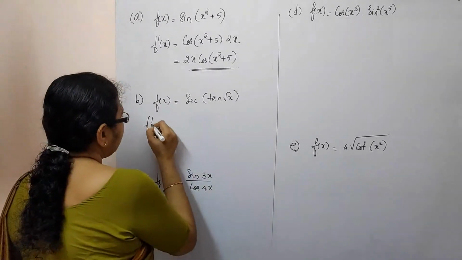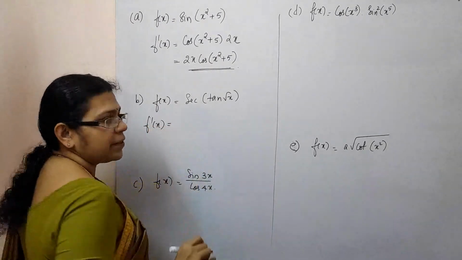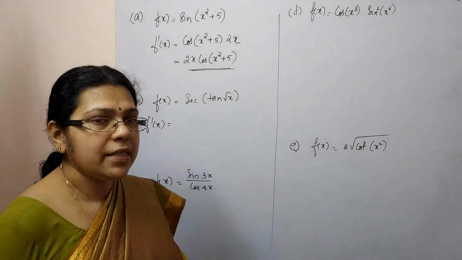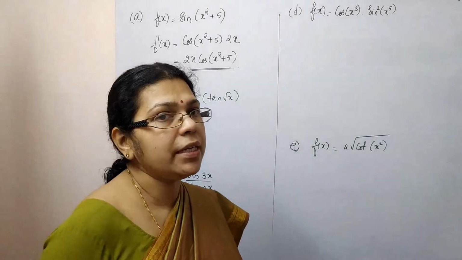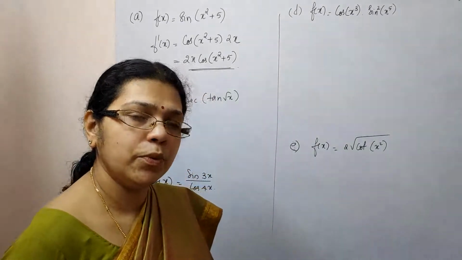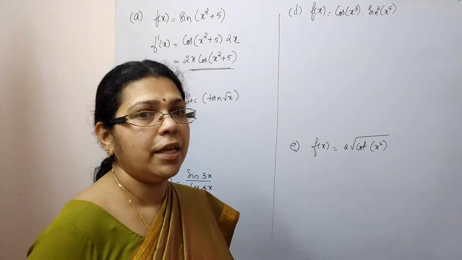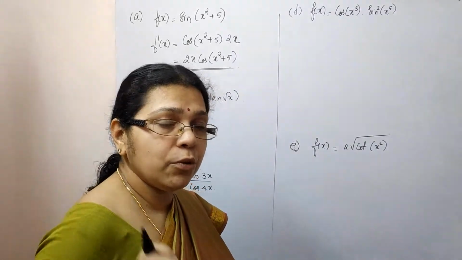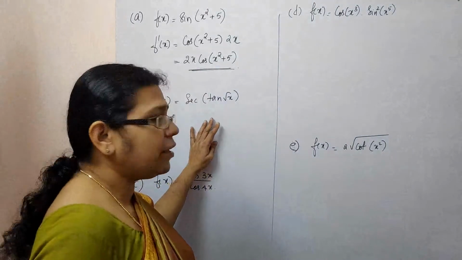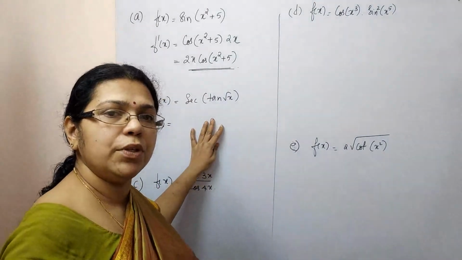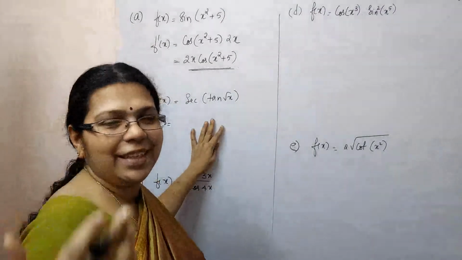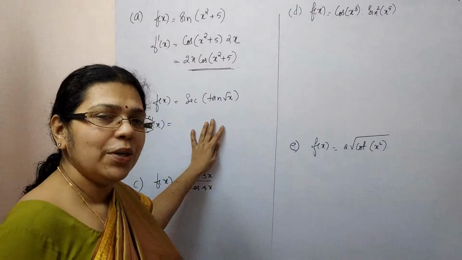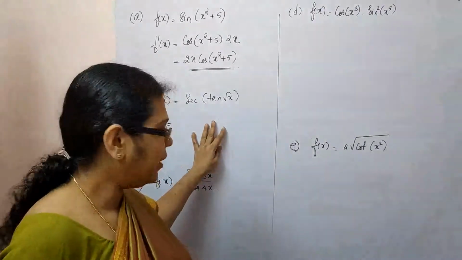Now the next one, f dash of x. What's the derivative of sec x? The derivative of sec x is sec x tan x. So children, you have to study the formulas. Only then will you be able to do both differentiation as well as integration. When it comes to integration, only if you have a thorough understanding of differentiation will you be able to move into integration. So study the formulas clearly.